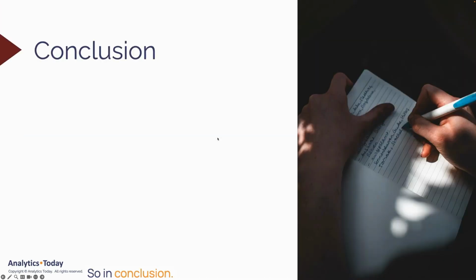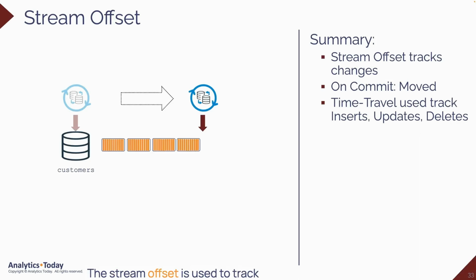So in conclusion, the stream offset is used to track changes, insert, updates, and deletes. And when we've processed the data from the stream and committed, the pointer, the stream offset, is moved, and it uses time travel to track the changes, the inserts, the updates, and the deletes. And this is automatically extended on the table up to 14 days. So you've got 14 days during which you can process the data from the stream.